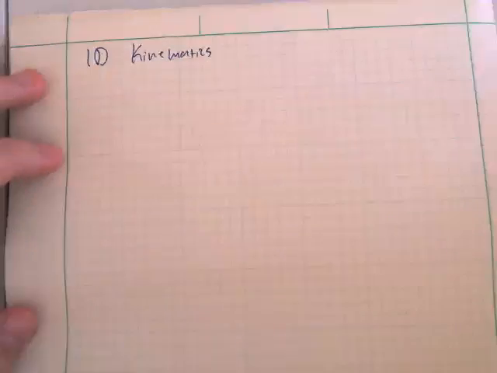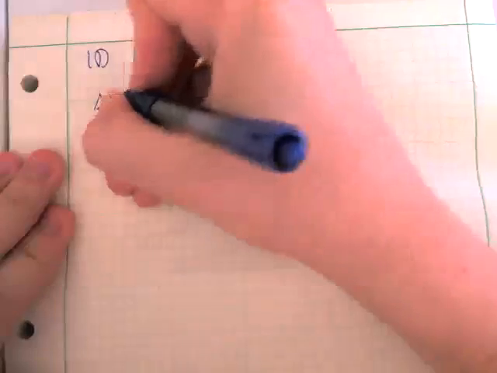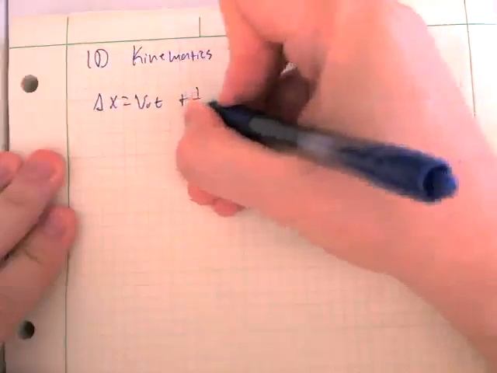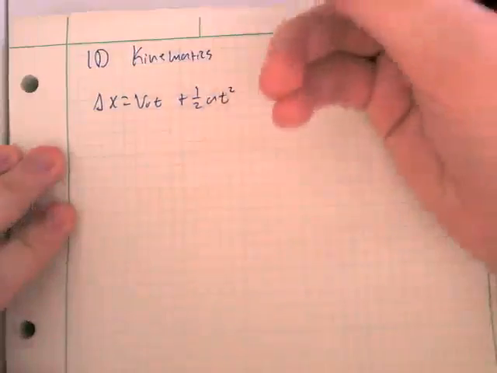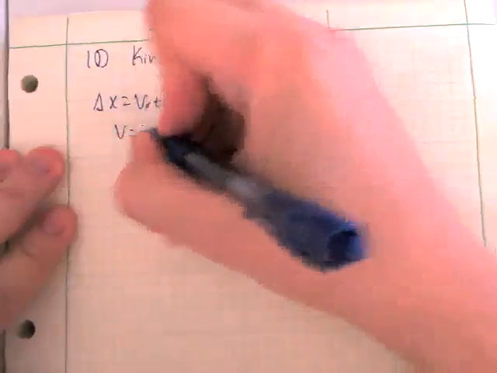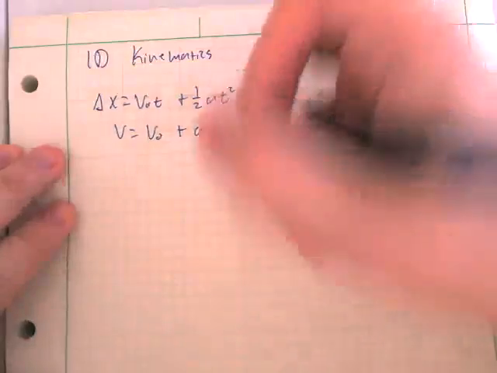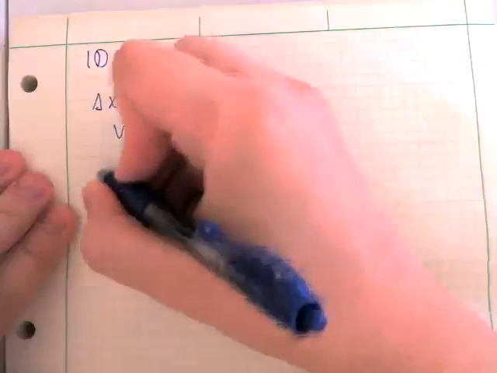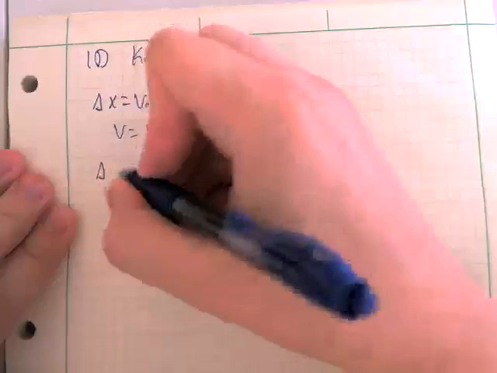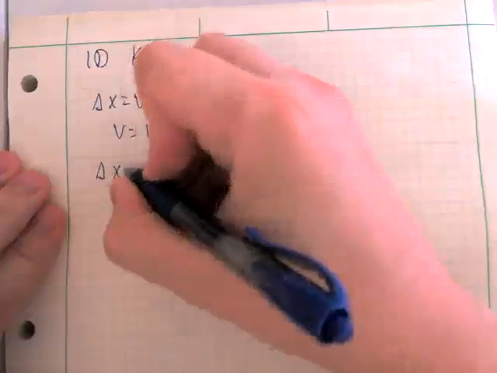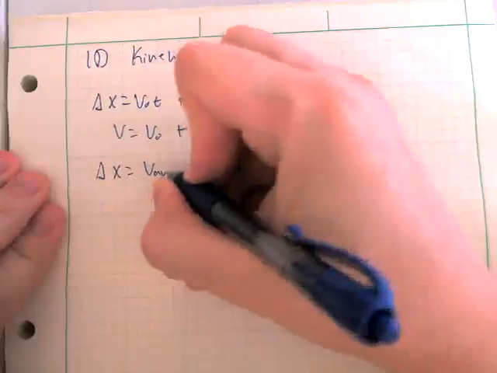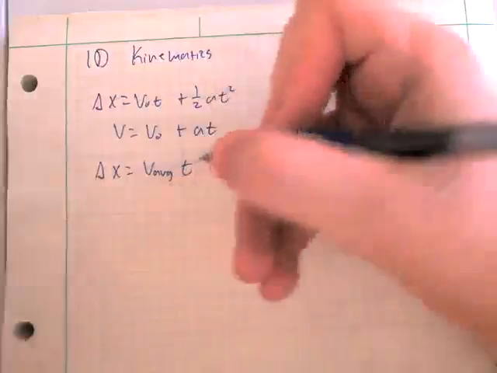Let's go ahead and summarize the kinematics equations that we have so far. So we've got our one for position, delta x equals v naught t plus 1/2 a t squared, we have v equals v naught plus a t. And finally, what we have is our one that's true all the time, just our general definition of average velocity. Delta x equals the average times t.